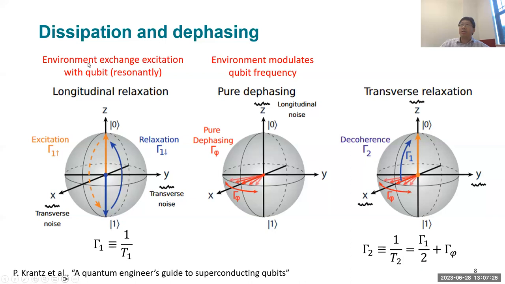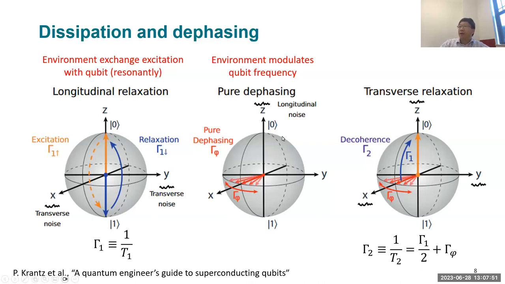So this is a process where the environment exchanges excitation with the qubit resonantly. This interaction happens at the qubit frequency, and this is known as the T1 process. And you have gamma one, which is inverse T1, called the longitudinal relaxation time, or T1 time, or energy dissipation time for your qubit.